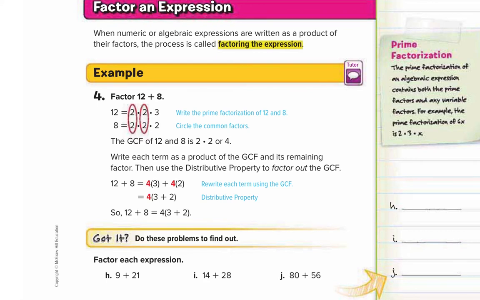Okay, so today we're going to be learning how to factor. Factoring is basically undoing the distributive property. So it's kind of like the opposite of the distributive property. We're going to practice factoring starting on page 488.